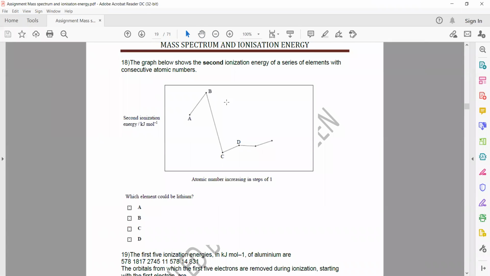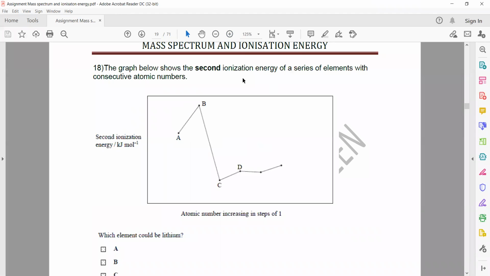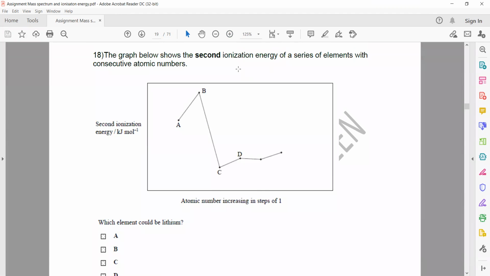Question 18. The graph shows the second ionization energy for the elements. Which could be lithium? How can we work this out? Lithium is 3 and 7, so the electronic configuration of lithium is 1s2, 2s1. When we remove one electron, we are left with 1s2, and we have to remove the second electron from this. This is an inert gas configuration, so lithium should have the highest value for second ionization energy, so B is the right answer.